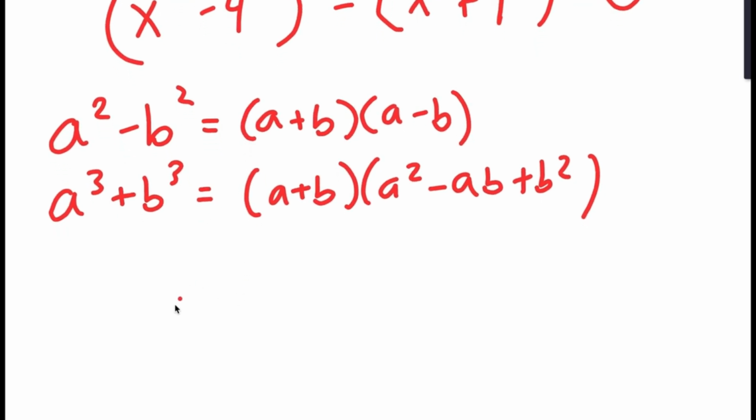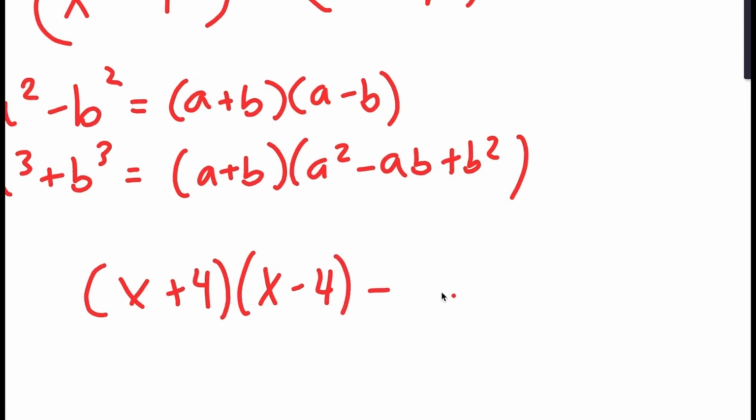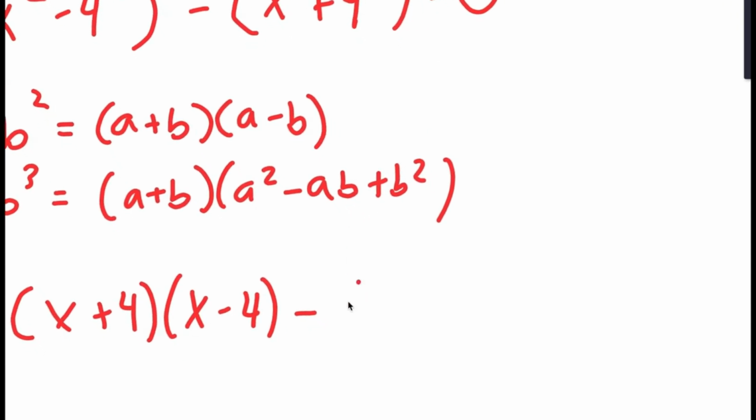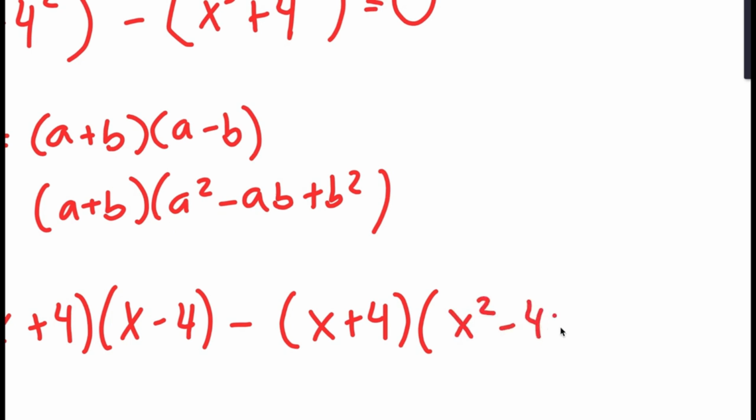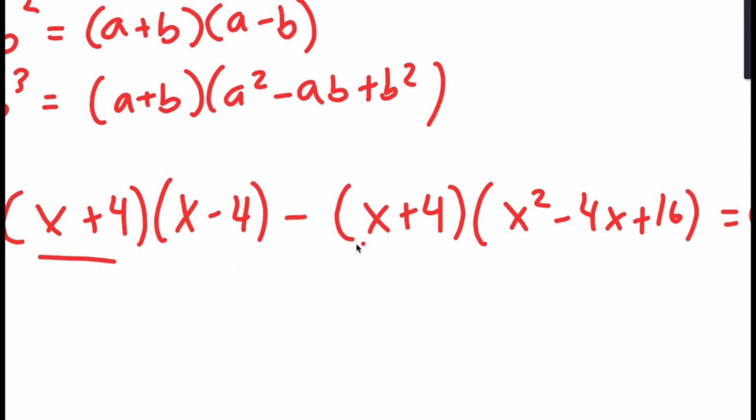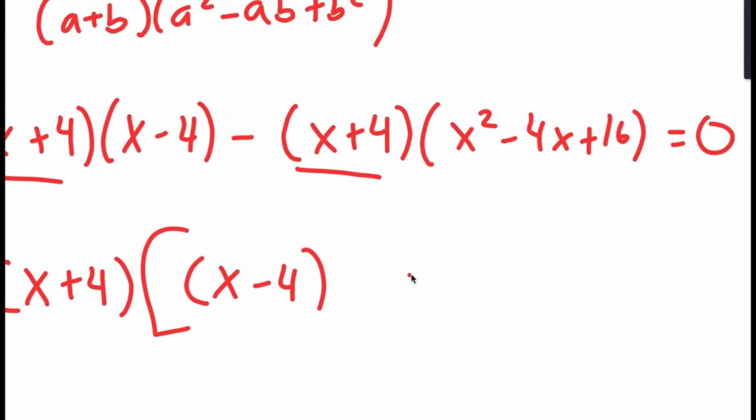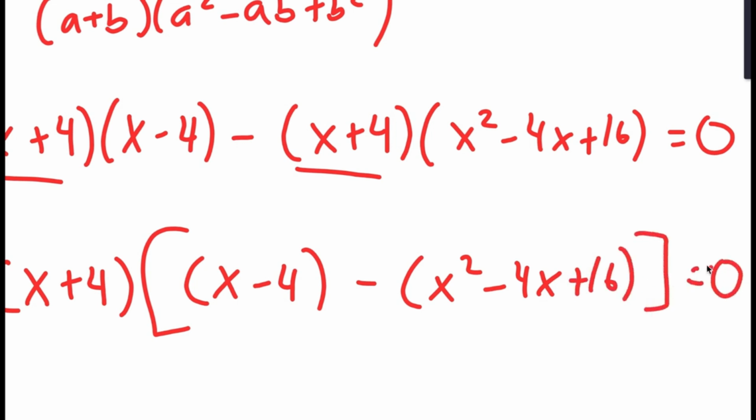So for x squared minus 4 squared, it's going to turn into x plus 4 times x minus 4. I have this minus a to the power of 3 plus b to the power of 3, or in this case x to the power of 3 plus 4 to the power of 3 is going to turn into x plus 4 times x squared minus 4x plus 16. Now, because both of these terms have x plus 4 in them, I can factor out x plus 4. So I get x plus 4 times x minus 4 minus x squared minus 4x plus 16 is equal to 0.